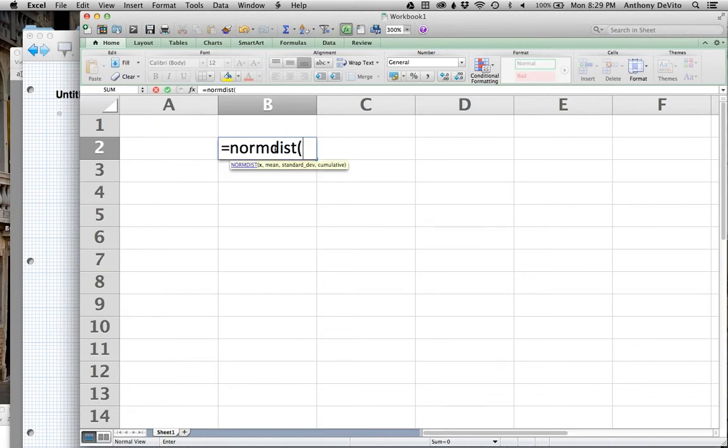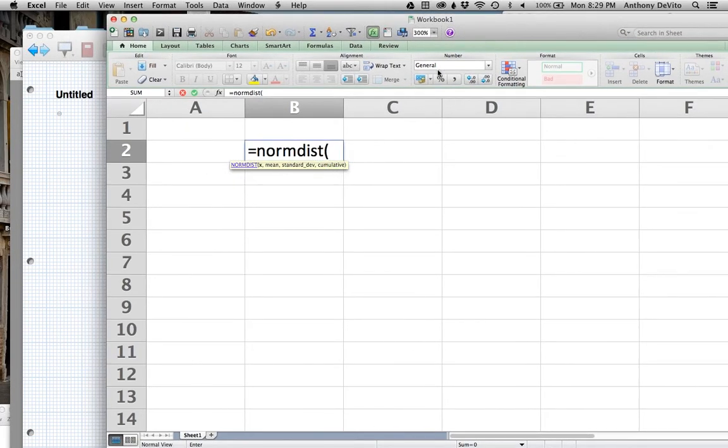And if I put parentheses in, it's going to ask me for information. NORM.DIST asks me for X, the mean, the standard deviation, and this word cumulative. So I'm going to go ahead and fill that in. X was, what was X again? I was looking at 130, comma, the mean, what was the mean? 120. Comma, standard deviation was 8.